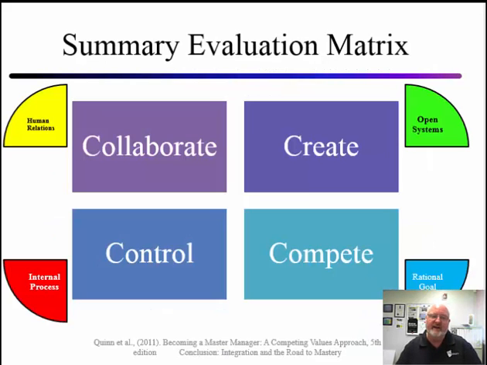So if we look at the summary evaluation matrix, this brings the entire course together. We've looked at human relations, and it has its directive word that sums up the entire model as collaborate. The open systems model, its directive or adjective really that drives the system is to create. The rational goal model, its directive is to compete. And the internal process model, the driving word there is its internal processes of control that really succeed in those environments. So that's just a summary of where we've come to.